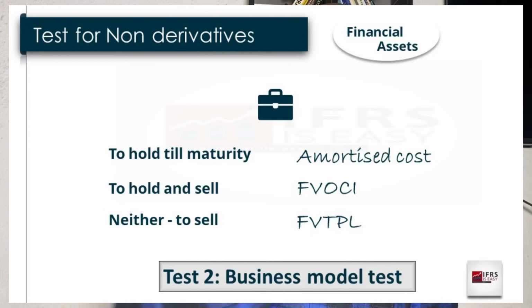So amortized cost tracks inflows and outflows, which is cash flow. Fair value through OCI says you are holding it for a period of time and then you want to sell it at a future date. But fair value through profit or loss says that you are holding it and you want to sell it at any point in time. So that is the difference between the three.